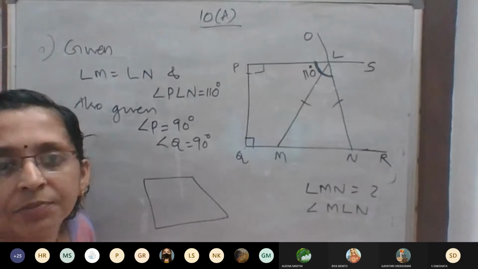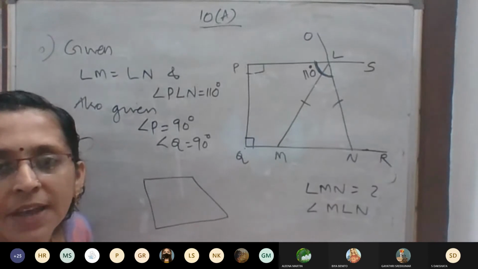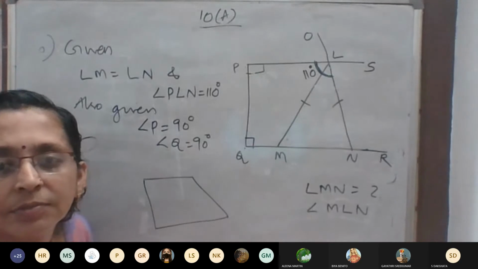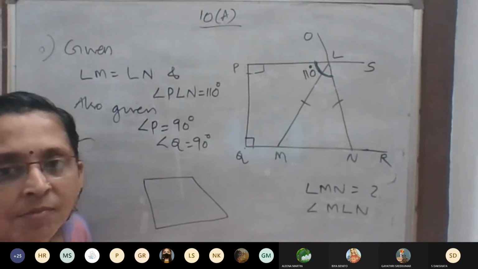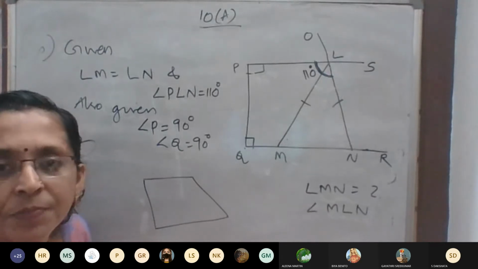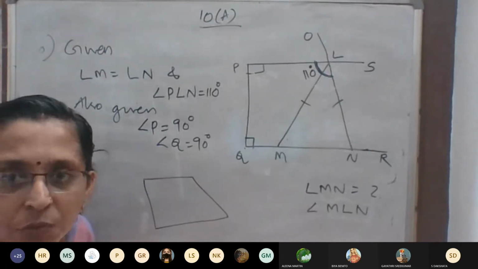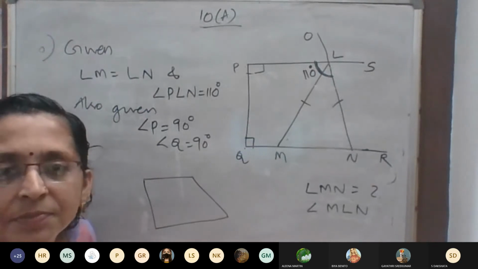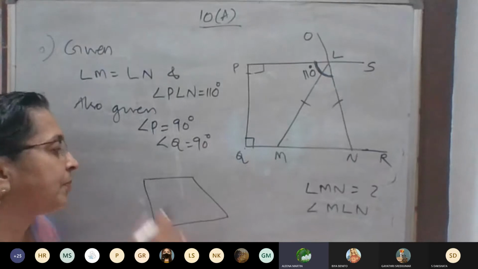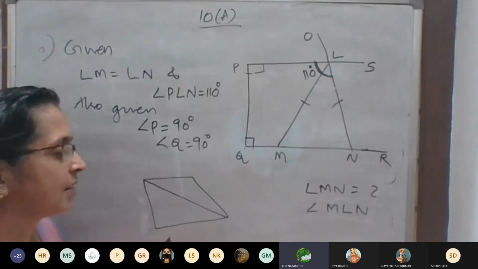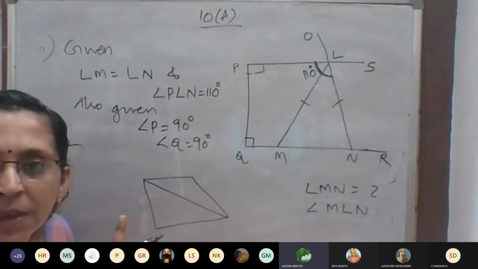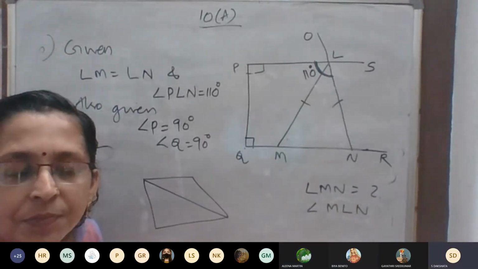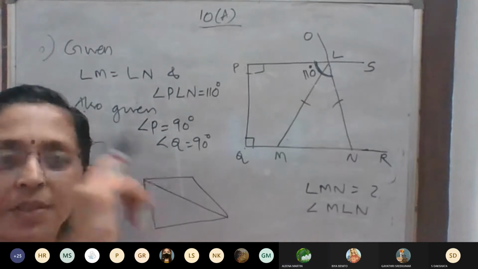Easy way to think: make that quadrilateral as two. Anyone can complete my sentence? Two triangles. So the sum of angles of a quadrilateral? 360 degree.